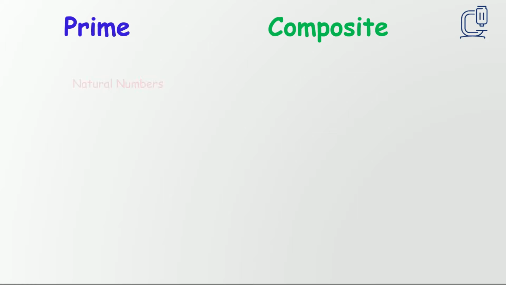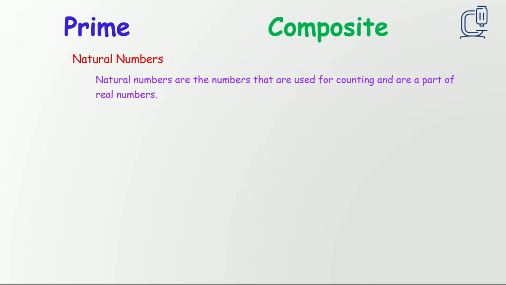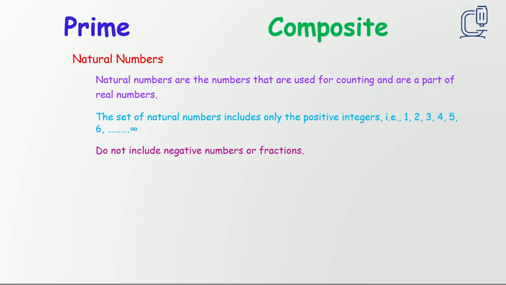In this video, I would like to discuss prime and composite numbers. Prime and composite numbers are natural numbers. Natural numbers are the numbers that are used for counting and are part of real numbers. The set of natural numbers includes only positive integers such as 1, 2, 3, etc. to infinity. Natural numbers do not include negative numbers or fractions.